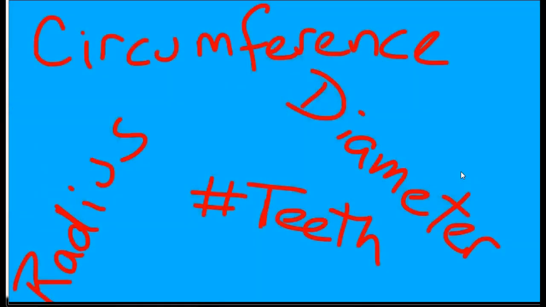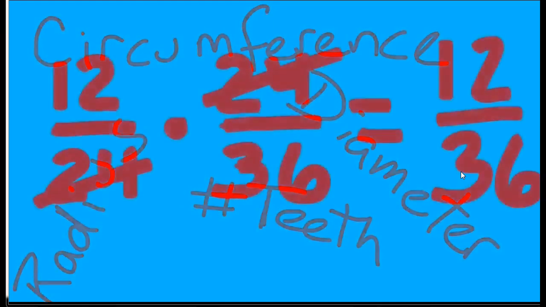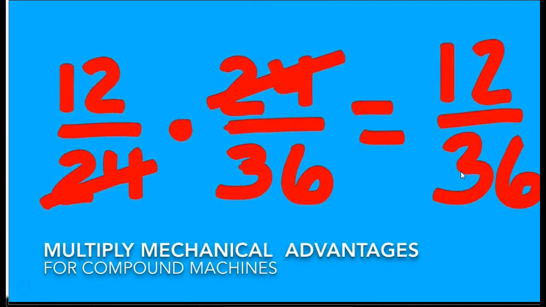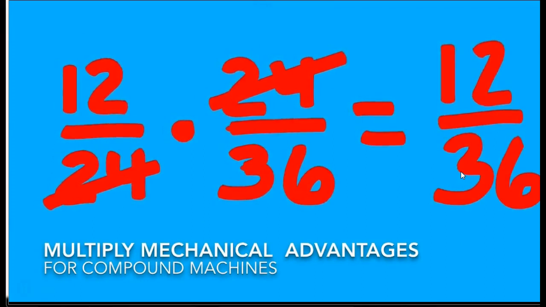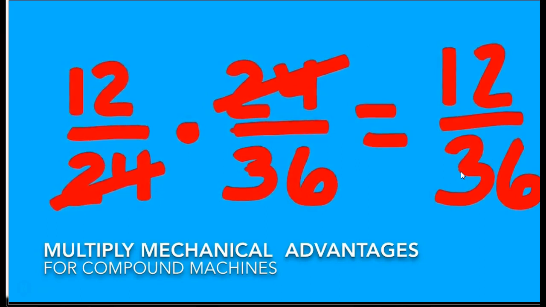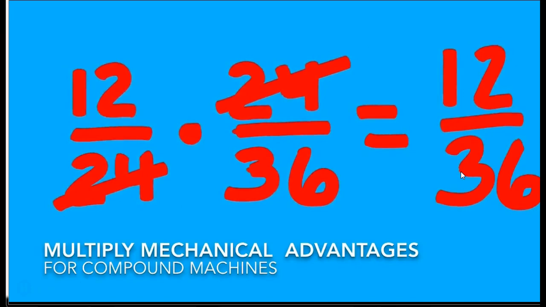Mechanical advantage equation is driven over drive. We'll be using the number of teeth. So 12 teeth, 24 teeth, and 36 teeth is what we have. So that 3-gear combination is 12 over 24, and then 24 over 36. The 24s end up canceling out. That middle gear size does not matter. The idler size does not matter.